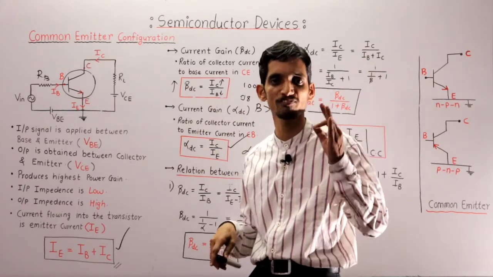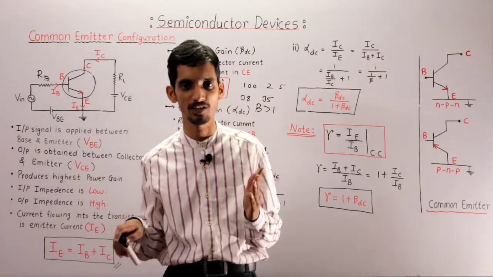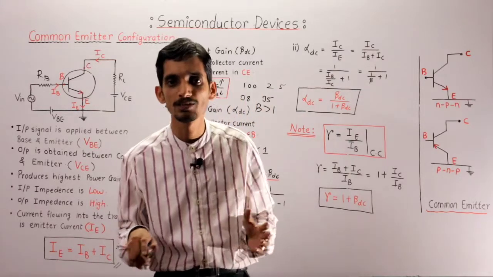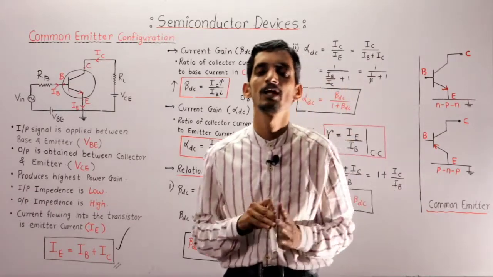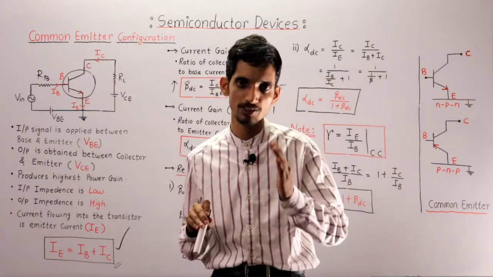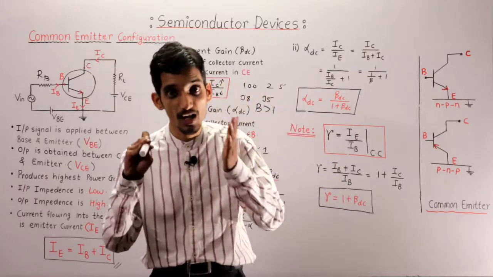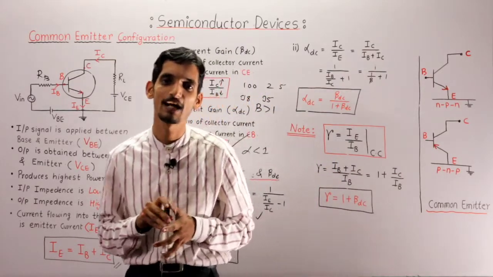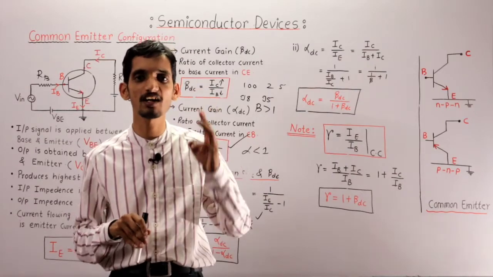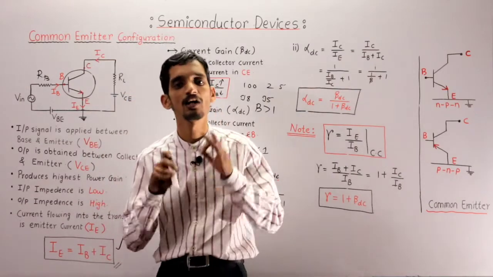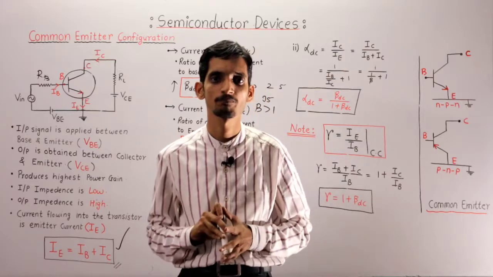So you have to remember alpha, beta, and the relation between alpha and beta. Alpha is IC by IE, beta is IC by IB, and gamma is IE by IB. Alpha is beta by beta plus 1 and beta is alpha upon 1 minus alpha and gamma is equal to 1 plus beta. So these are the important current gains in transistor configurations.